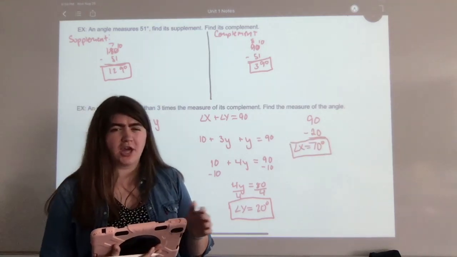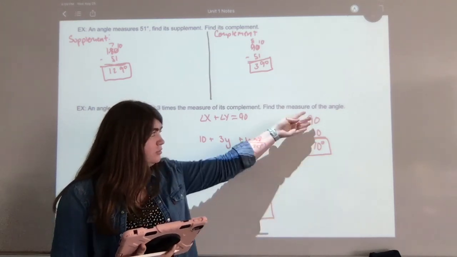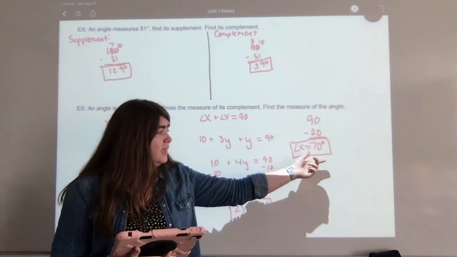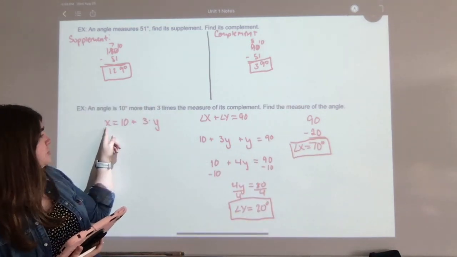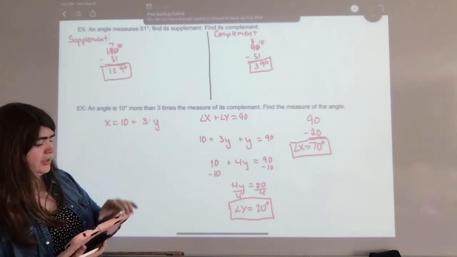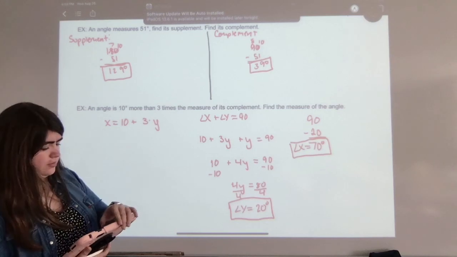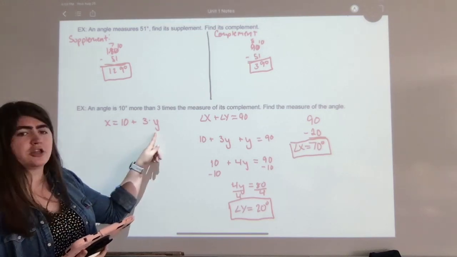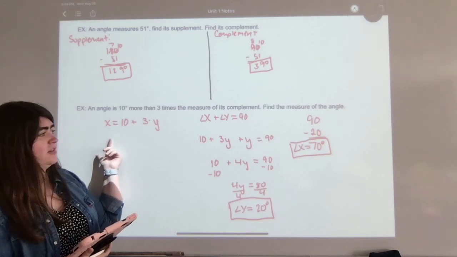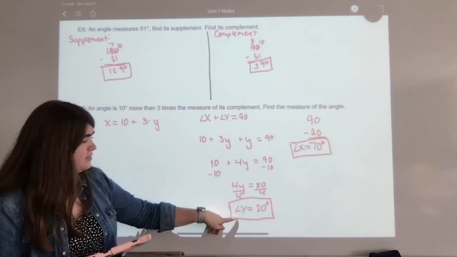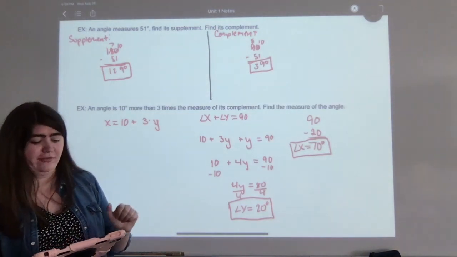If you wanted to check your answer, I would do one of two things. If you did 90 minus 20, you're going to take your answer and make sure that it checks out if you plugged in both x and y over here. And if the option you chose was to plug y into this equation, then you're going to solve for that x, and then you're going to say, does my answer plus my y equal 90 degrees? If it does, you're in the clear, it checks out, you can move on.